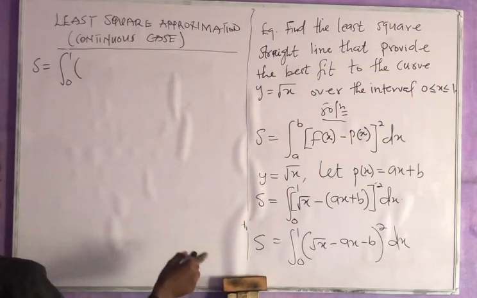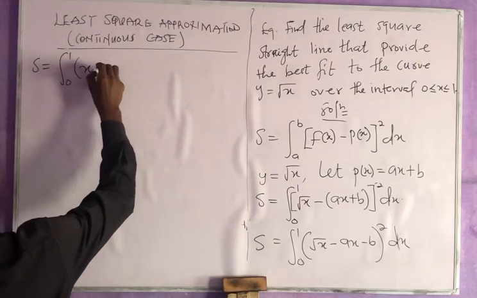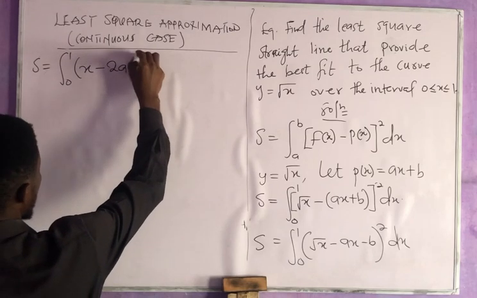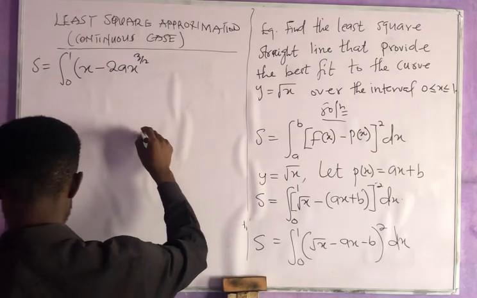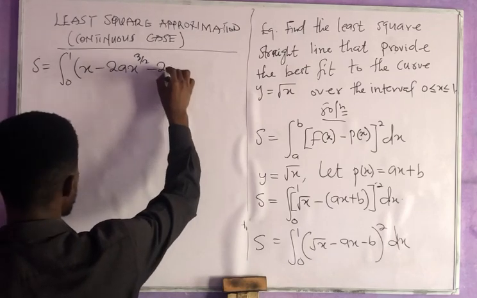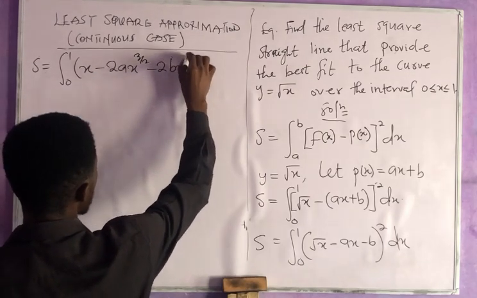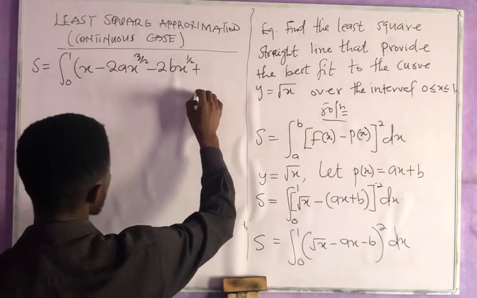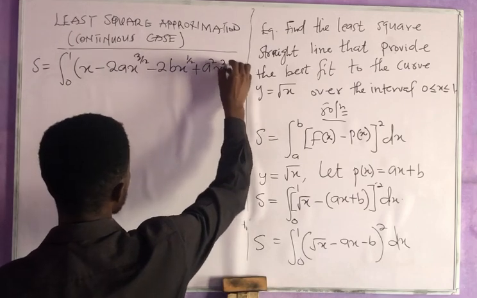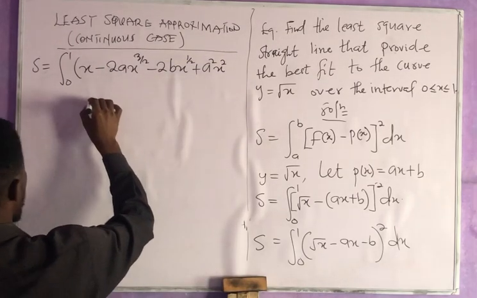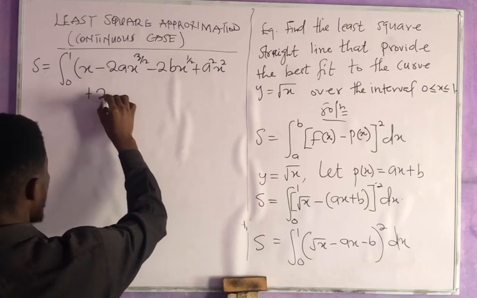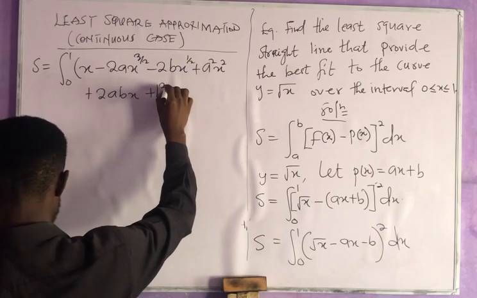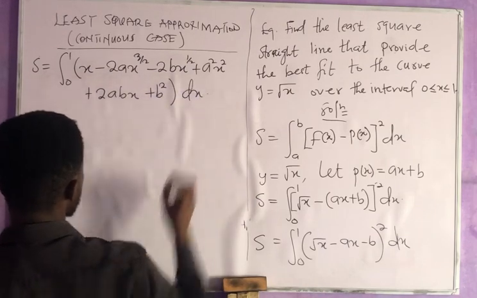So looking at it, if I expand this, I'm going to have x minus 2a x to the power 3 over 2 minus 2b x to the power half plus a squared x squared plus 2abx plus b squared, then we close our bracket, dx.